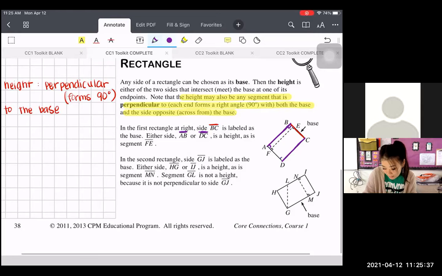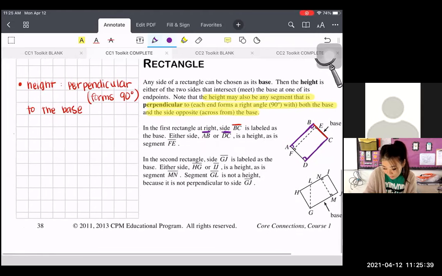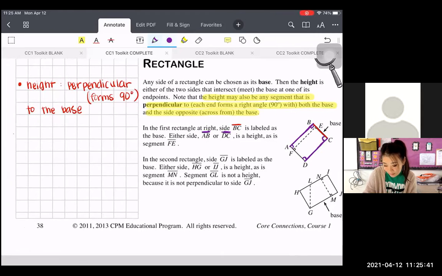This one, DC, there's that right angle. CD, there's that right angle as well. Okay, so that's what we're looking for. We're looking for those right angles on both sides for that rectangle. And really, if it's on one side, it will be on the other as well.